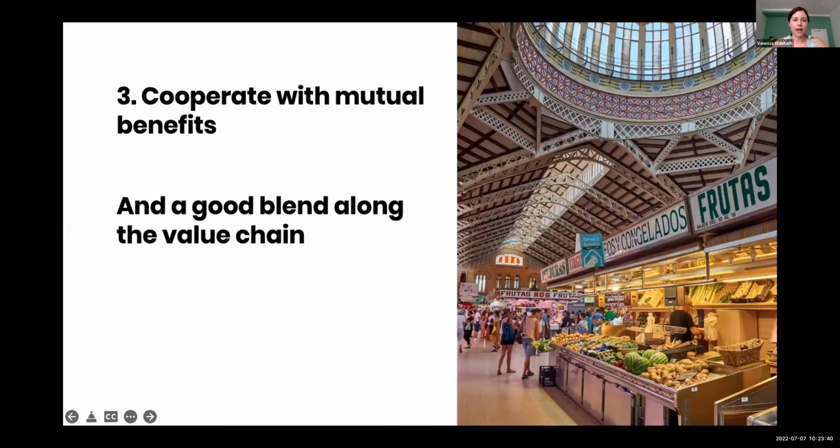So, another principle is to cooperate with mutual benefits, because not even the biggest company in the world can be circular and flourish completely alone, because it is necessary to look at the value chain and see with whom we can work together, from the production through distribution until the end use. And in these cooperations, it's very important that it's mutually beneficial.